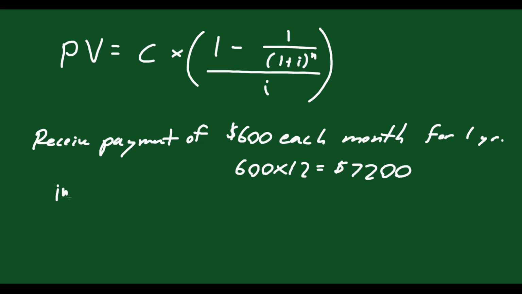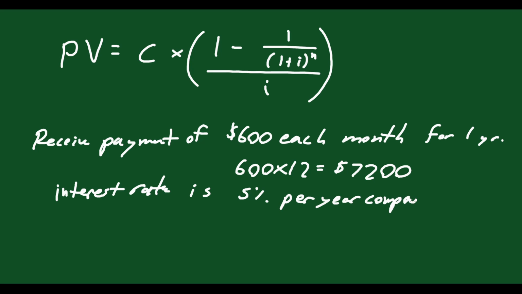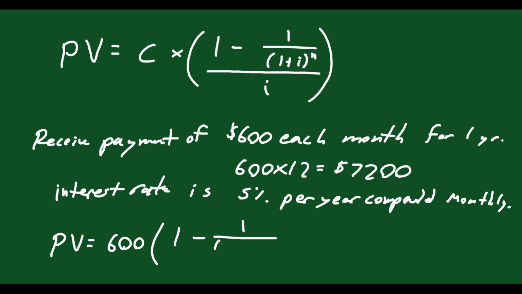Let's say that the interest rate is 5% per year, and it's going to be compounded monthly. Okay, so 5% a year, and it's compounded monthly. So let's figure this out. Well, your present value is going to equal the cash flow or the payment itself, so $600 times 1 minus 1 over 1 plus I.